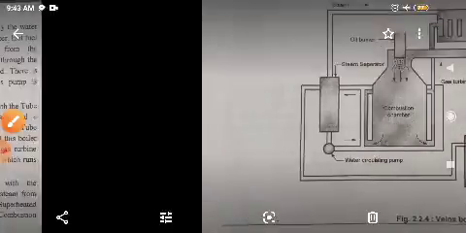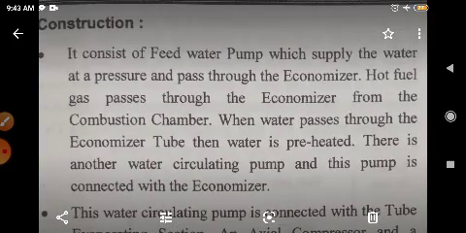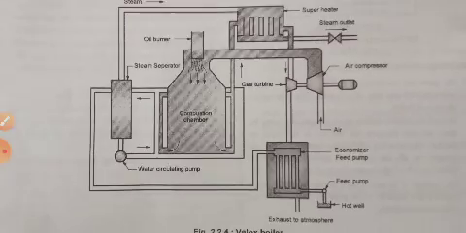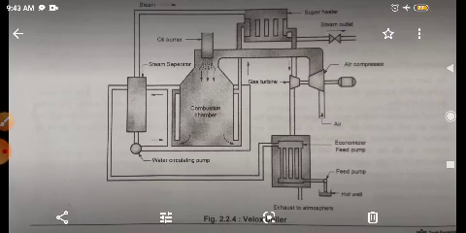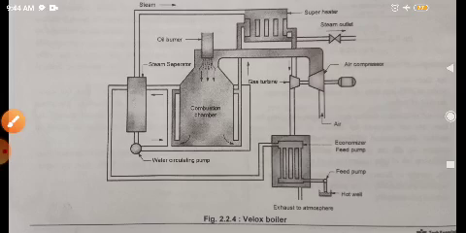Now next one, let's see the construction. It consists of a feed water pump, which supplies the water at pressure and passes it through the economizer. Okay, you have seen that this is called the economizer. Then this is the superheater, economizer, superheater. This one is the combustion chamber and boiler over there.